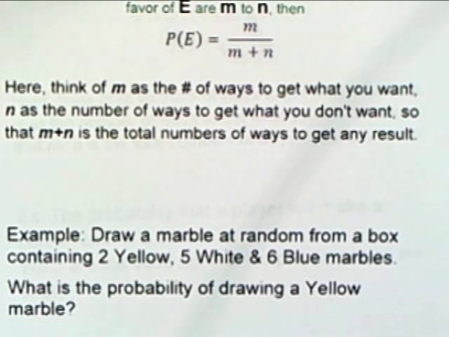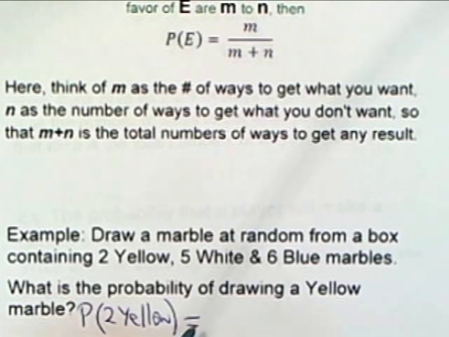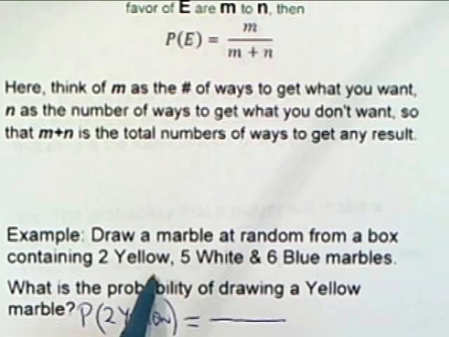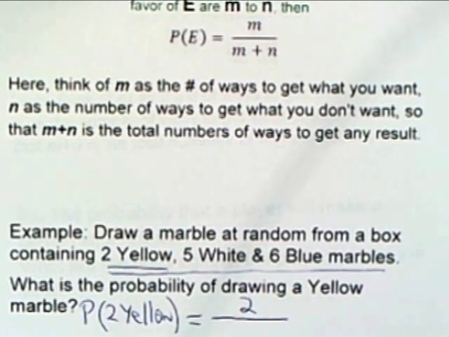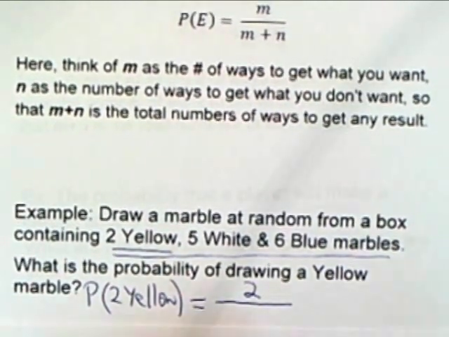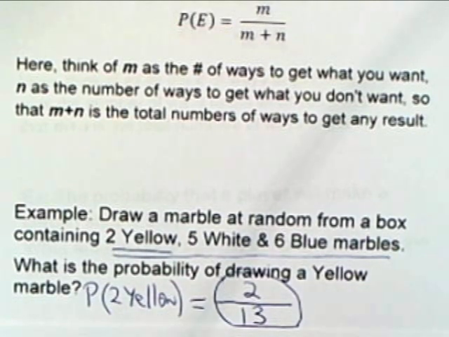Now this is something we've dealt with, and I don't think you'll have any trouble with it, but the probability of getting a yellow marble would simply, by the basic probability principle, be the number of ways of getting what you want, the 2 yellows, over the number of ways to get any marble, which would be one of those 13. So the probability of getting a yellow by the basic probability principle would be 2/13. And we've dealt with this before. The second question is the one that I really want to focus on.